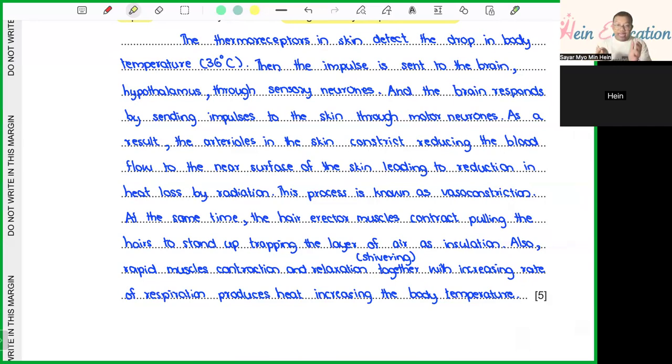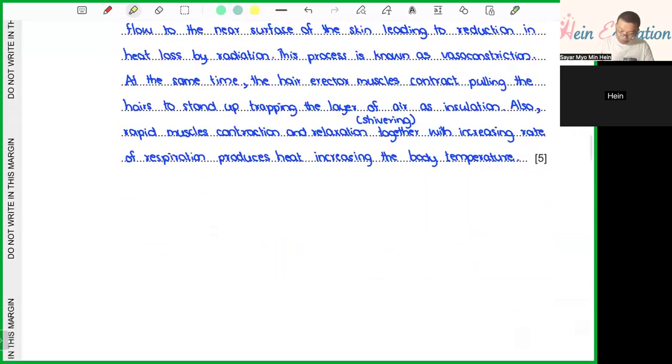So these are all the mechanisms which our body performs to increase the body temperature when the body temperature is below the set point, which is 37 degrees Celsius. So this is my answer.